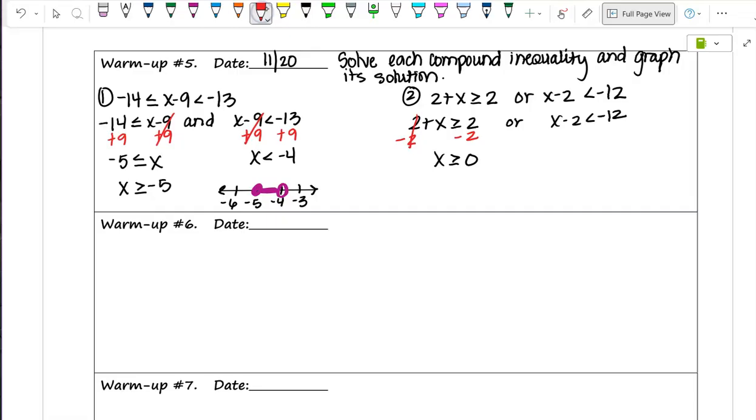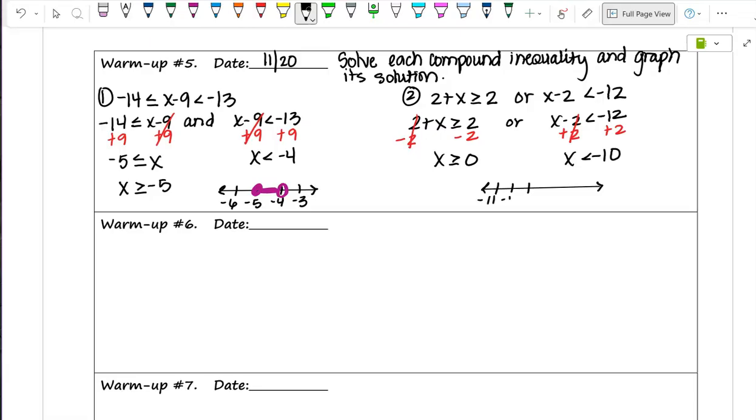And then x minus 2 is less than negative 12. Add 2 to both sides. And we get x is less than negative 10. Now, these should be going in opposite directions because this is an or problem, so it can be either or. And there's quite a distance from negative 10 to 0, so we've talked about how we can draw that number line with a break in it so that we don't have to draw the entire number line.